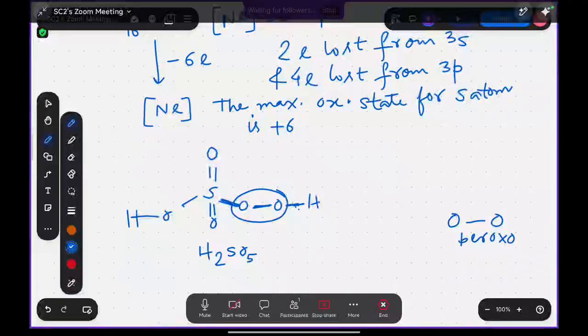Now see what to do. Each oxygen in the peroxo bond will be having -1 charge. You already know it. In peroxo bond, each oxygen atom carries -1 charge. Hydrogen will be carrying +1. Each hydrogen +1. Let's consider sulfur as X, and the other oxygen atoms will be -2. Now calculate it, you will get the answer.